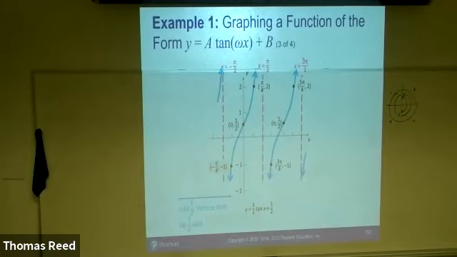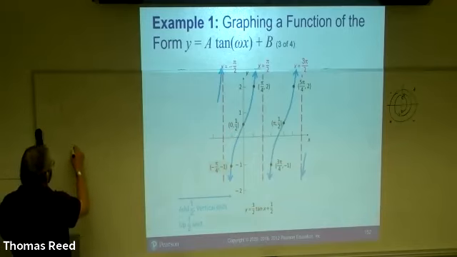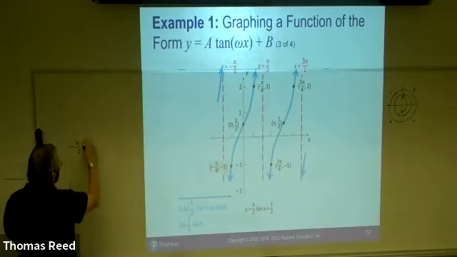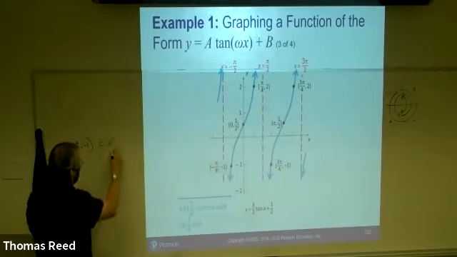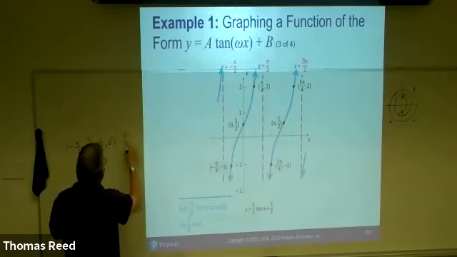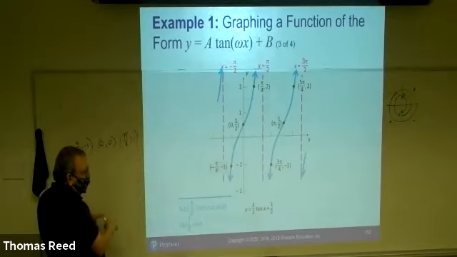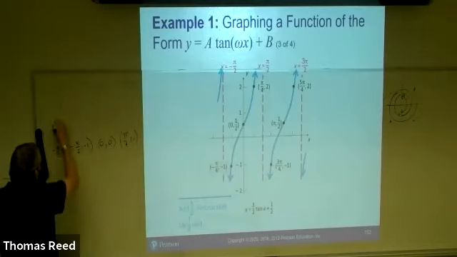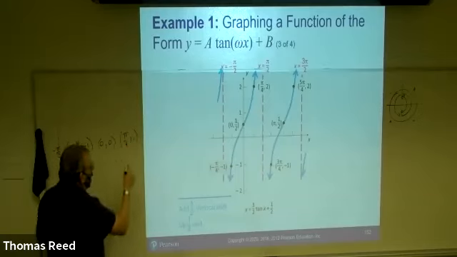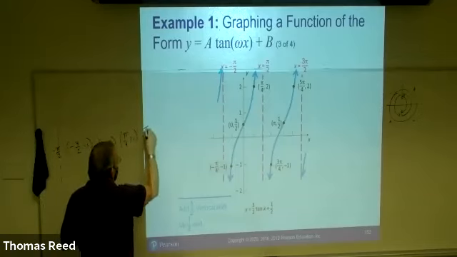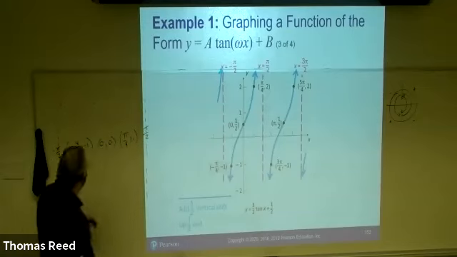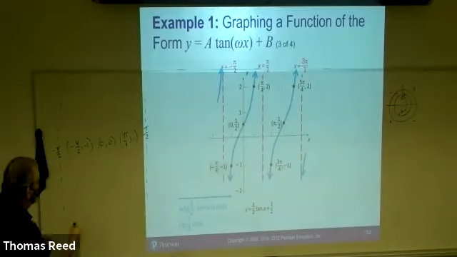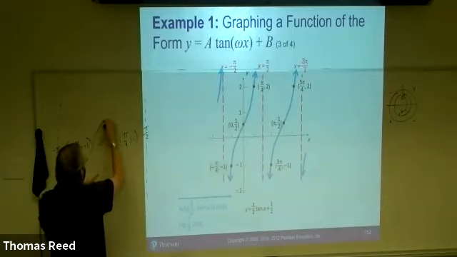But if you look at those points, negative pi over 4, negative 1, 0, 0, and then pi over 4, 1. What are the changes that are happening there? And then just knowing at negative pi over 2 there's a vertical asymptote, and at pi over 2 there's a vertical asymptote, these values make the graph look like that.